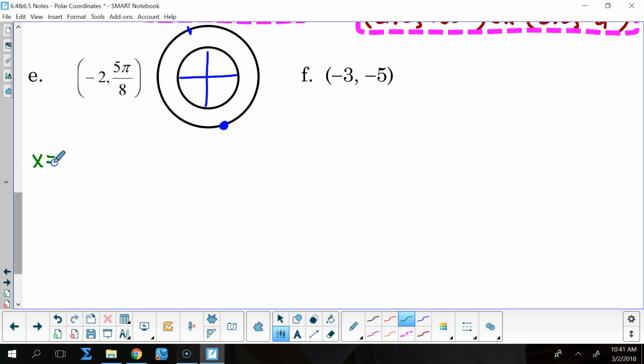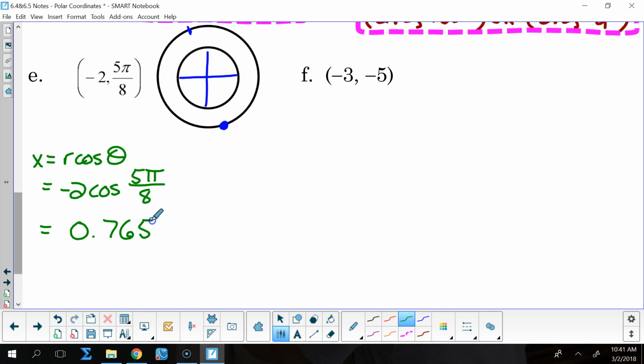So x equals r cosine of theta is going to be -2 times the cosine of 5 pi over 8. When I type that into the calculator, because it's not on the unit circle, I get 0.765, which, as an x value, would be either in quadrant number 1 or quadrant number 4. So far my check is good.